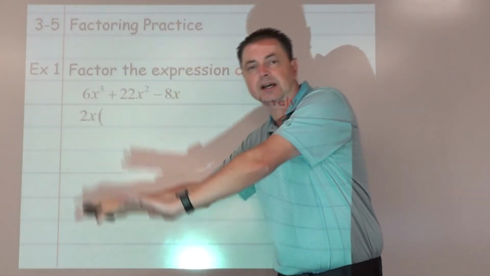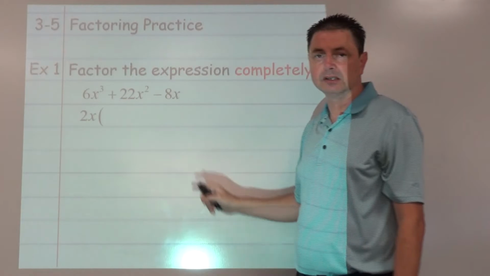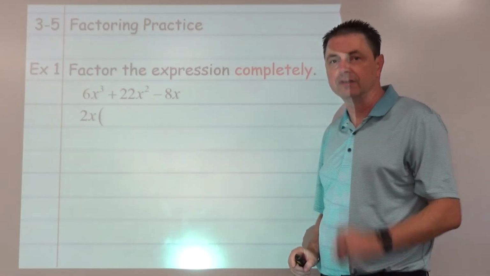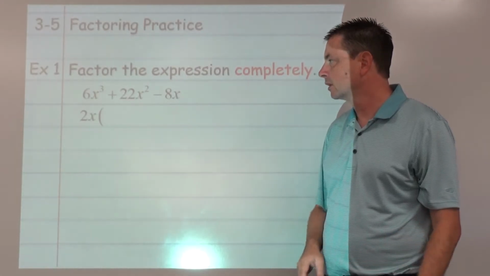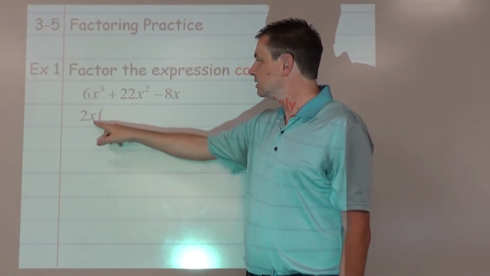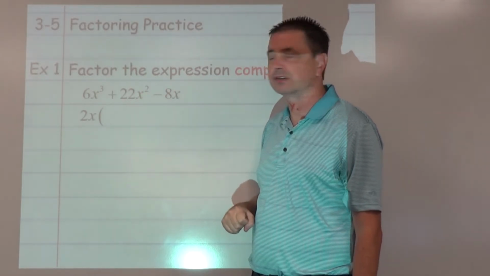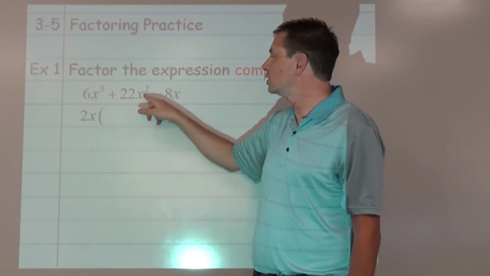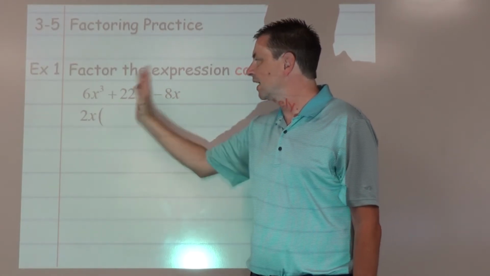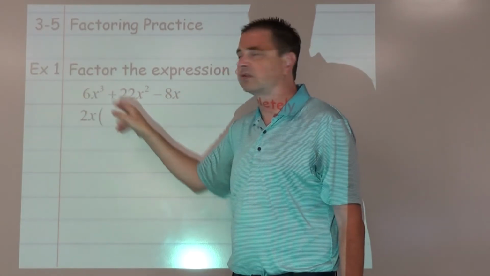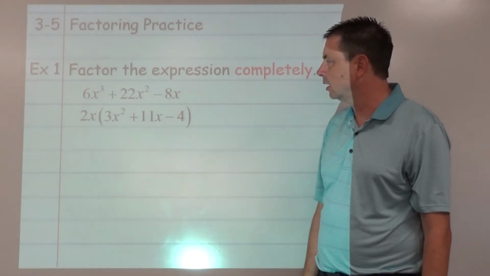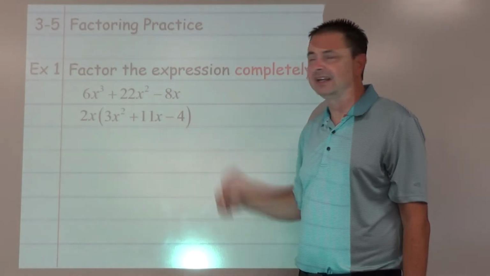GCF goes outside. We now do parentheses. We do not do anything besides GCF in step number 1. So 2x times what makes 6x cubed, 22x squared, 2x times what makes negative 8x. We're factoring out a 2 and an x from each term. We should get 3x squared plus 11x minus 4.